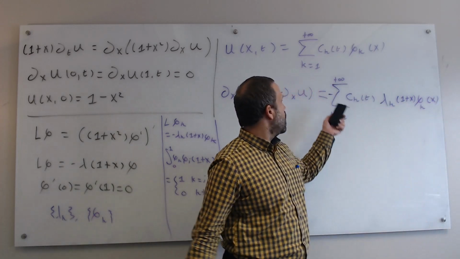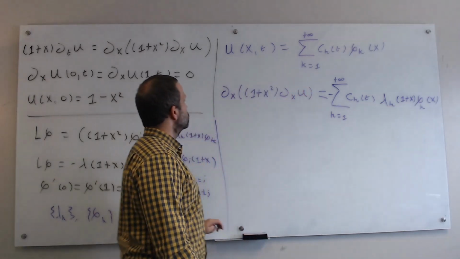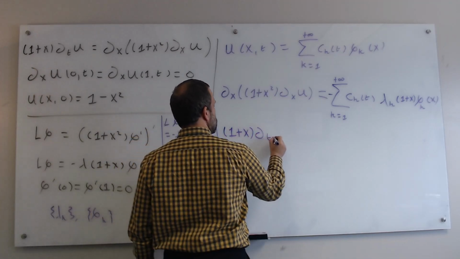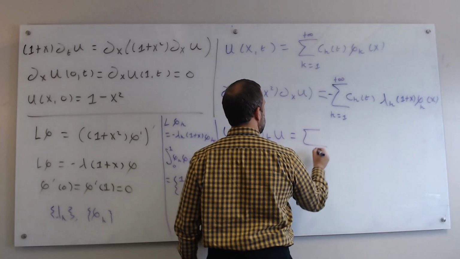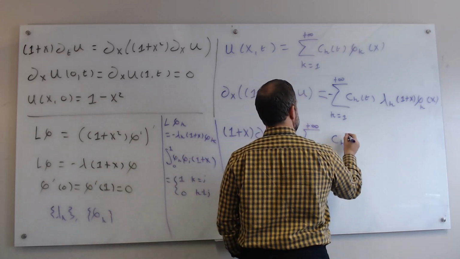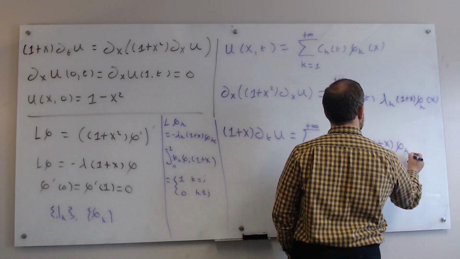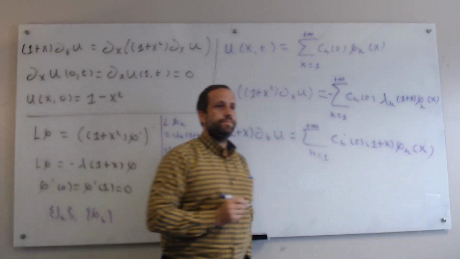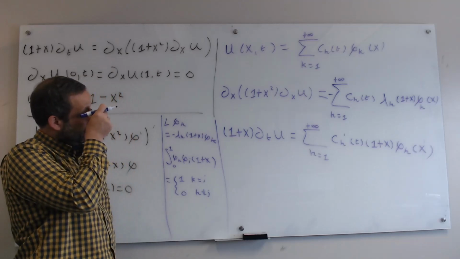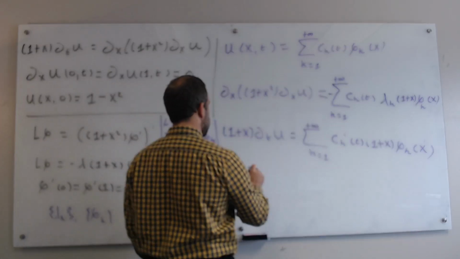So this is minus the sum of ck of t, lambda k times (1 plus x) phi k of x. Now on the left-hand side, if we do (1 plus x) times the t derivative of u, this is going to come to the sum, k equals 1 to infinity, ck prime of t times (1 plus x) phi k of x. Now the phi k's are orthogonal and therefore linearly independent. So what this means then is that if these two functions are equal to each other, the corresponding coefficients are equal to each other.